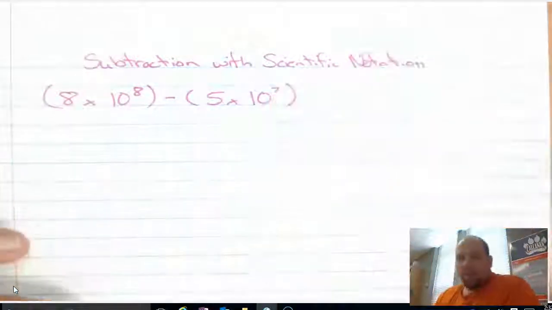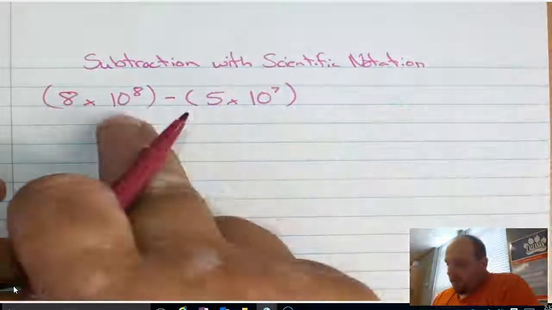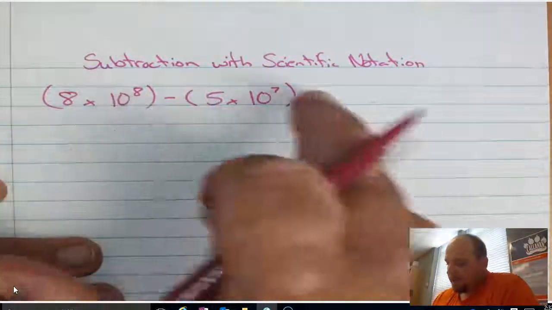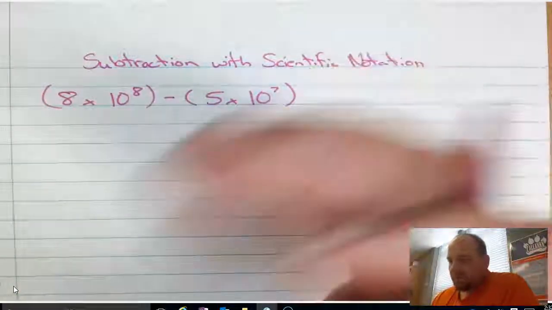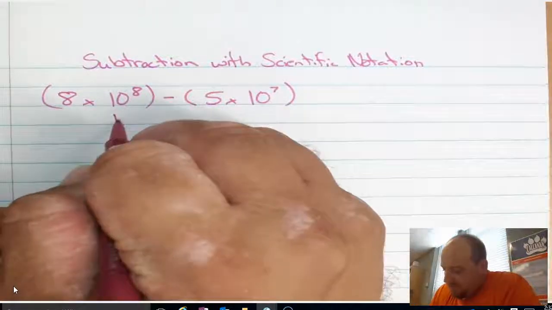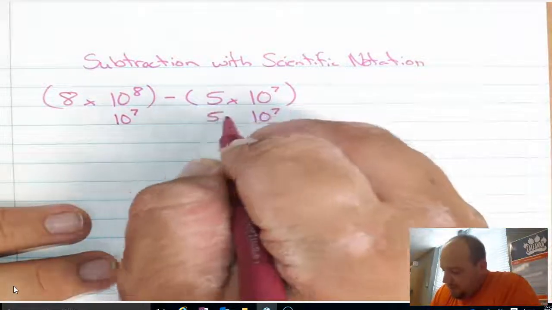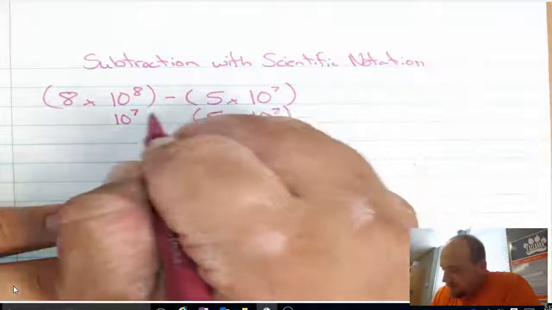Okay, I immediately notice again that these are not the same powers of 10. This is a power with an 8. This has a power of 7, so I want to switch it so they both have the same powers. So I'm going to change them so that they have powers of 7. So this is going to be 10 to the 7th. This is going to stay the same, so it's still going to be 5 times 10 to the 7th.